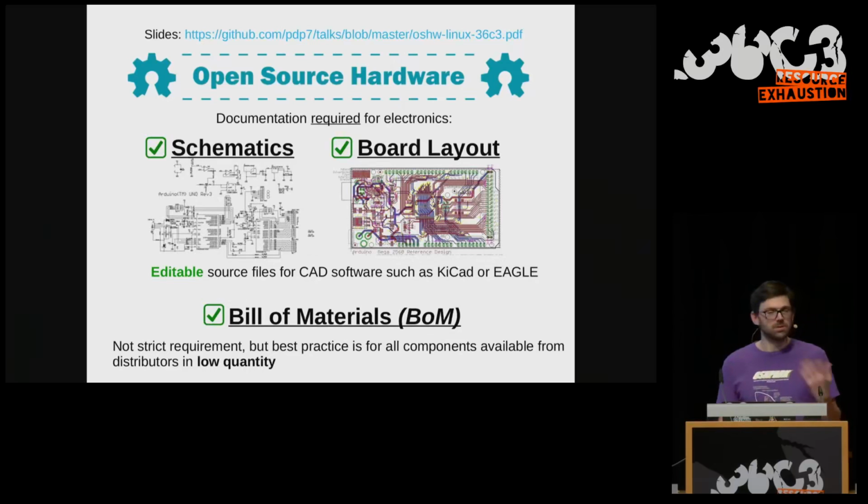One of the things that's good to do with the bill of materials is, if you want to enable other people to be able to build your project, it's good to make sure that the components are available in low quantity. This isn't a strict requirement of the definition of open source hardware, but if you want people to be able to build your project, then it's important to make sure that they can build it in low quantities.